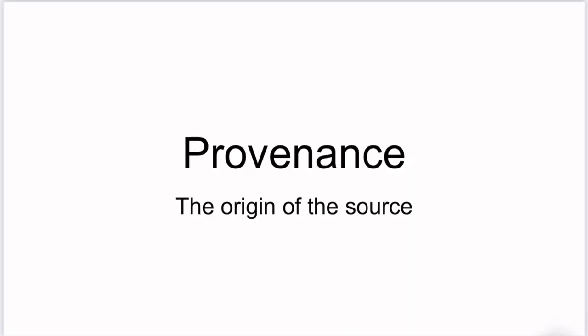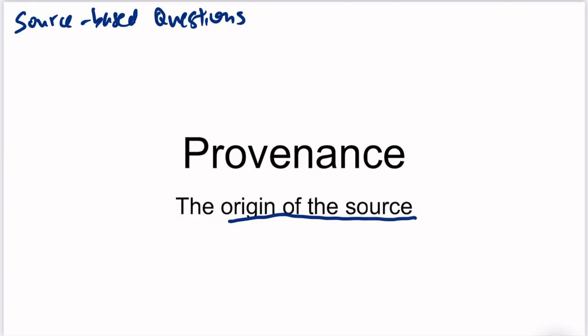In this video, we will be unpacking what we call a provenance. Provenance is something you can use when we are looking at source-based questions. The provenance generally is the origin of the source, or what some of you will know as the title of the source. For example, the words "Source A:" and some words after it. That is the provenance, okay?